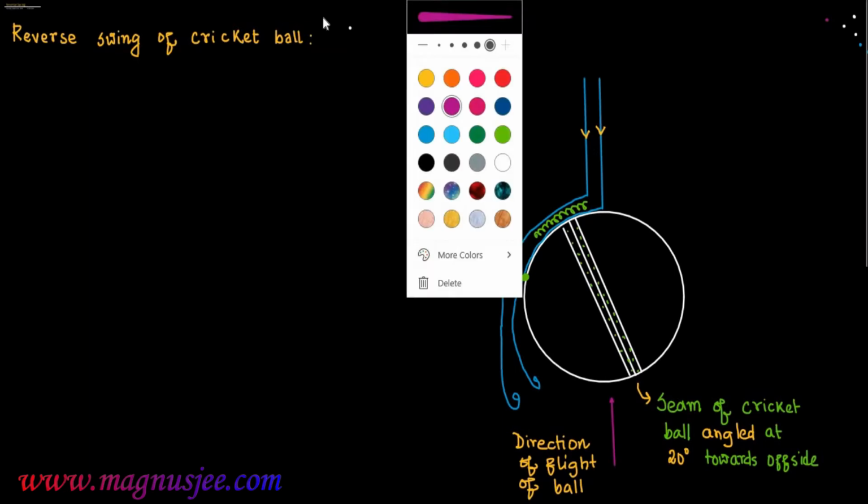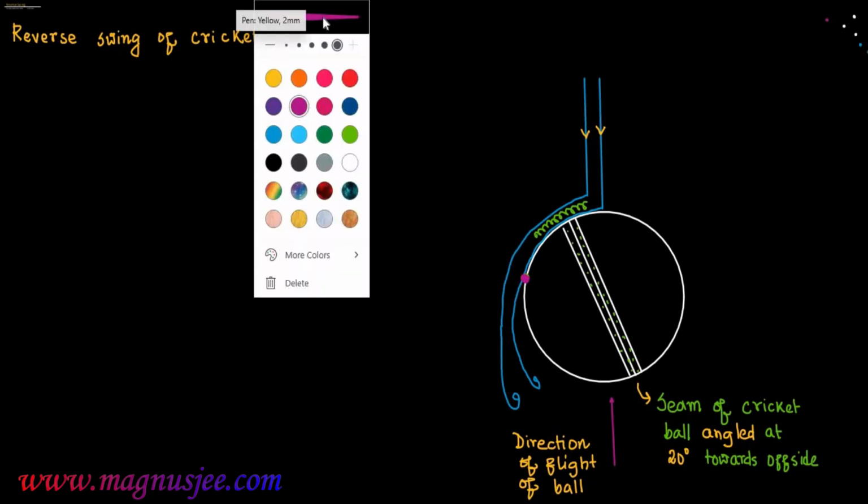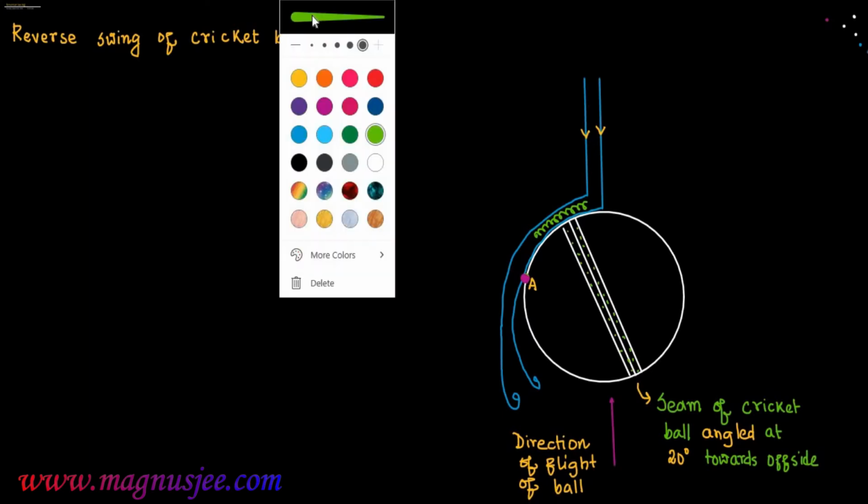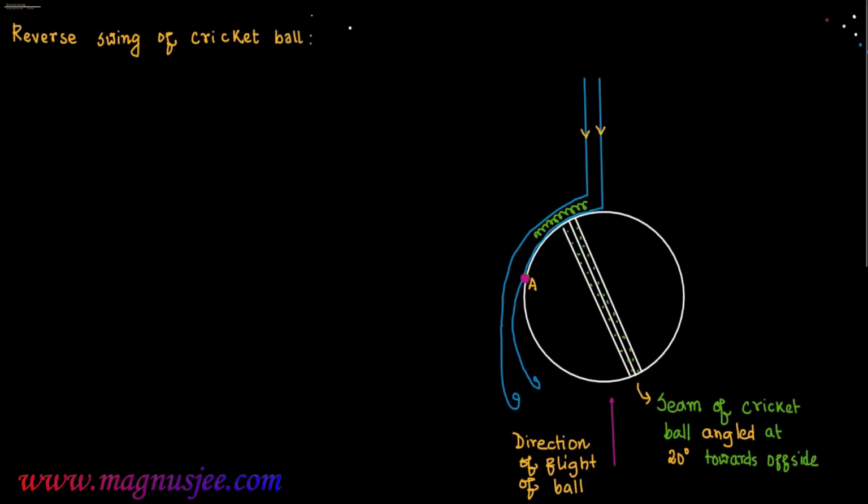Here we can denote different eddies in this turbulent flow, and we can denote the point of separation of this turbulent boundary layer of air. A is the point of separation of this turbulent boundary layer from which it is separated from the non-seam side of the cricket ball. These are the eddies. That means this boundary layer is in turbulent state. The boundary layer touching the seam side of the cricket ball is in turbulent state.